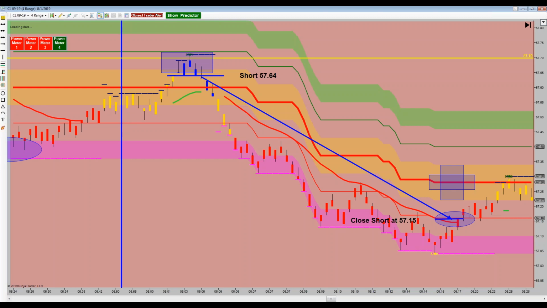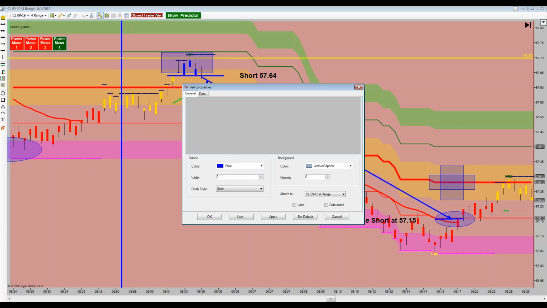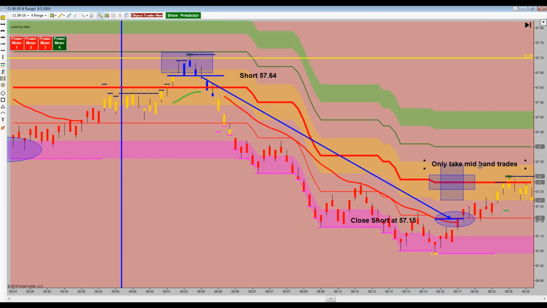And if you recall from the text that we typed in the first 45 minutes, what I told you was to only look for what? In the beginning, as you learn, whether you're totally brand new or maybe a little intermediate, you know some stuff, you only take one type of trade. What is it? Only take mid-band trades. I can't make it any more explicit than that. I can't make it any more clear to only do this.